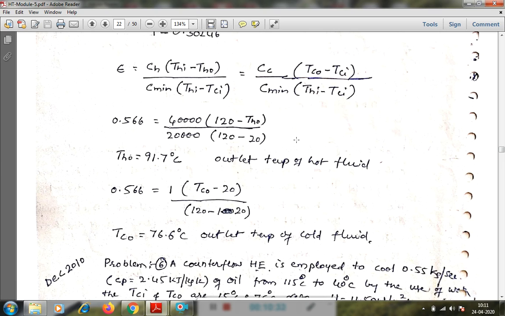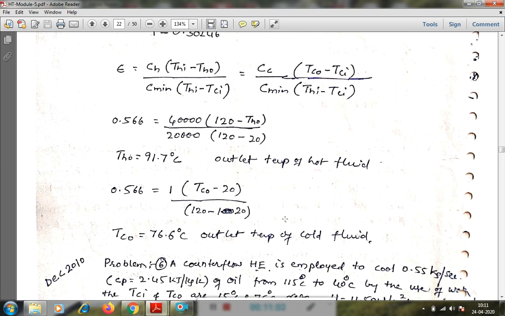Then if you substitute the effectiveness in this second equation, that is 0.56 into 1, Cc by Cmin is 1, as Cc is the only Cmin, Tc naught minus 20 by 120 minus 20. Then we can get 76.6 degrees Celsius as the outlet temperature of the cold fluid. Okay, like this we can solve different numericals by using this.